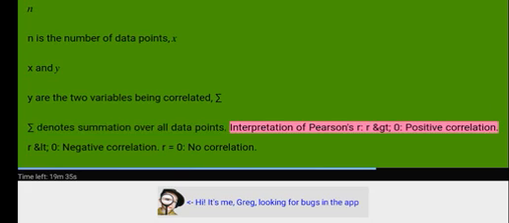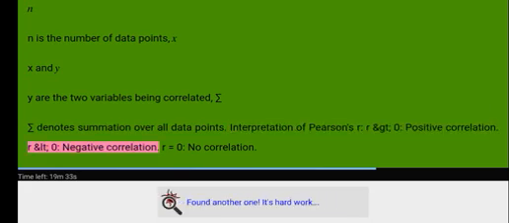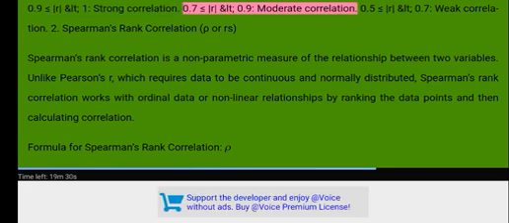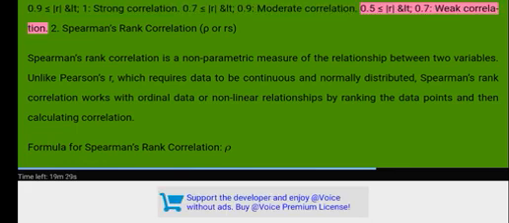Interpretation of Pearson's R. R greater than 0 is positive correlation, R less than 0 is negative correlation, R equals 0 is no correlation. 0.9 less than or equal to R less than 1 is strong correlation. 0.7 less than or equal to R less than 0.9 is moderate correlation. 0.5 less than or equal to R less than 0.7 is weak correlation.